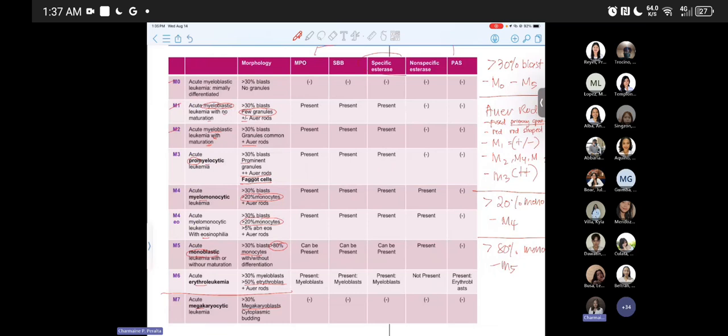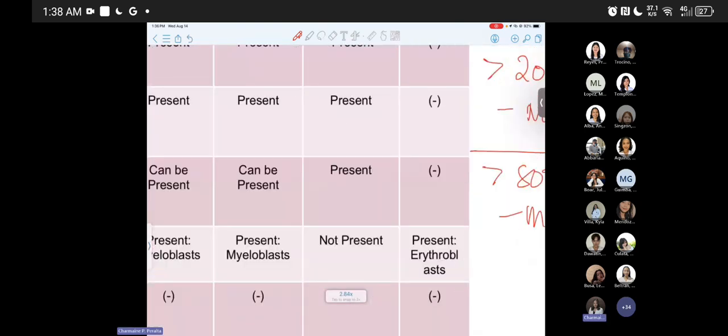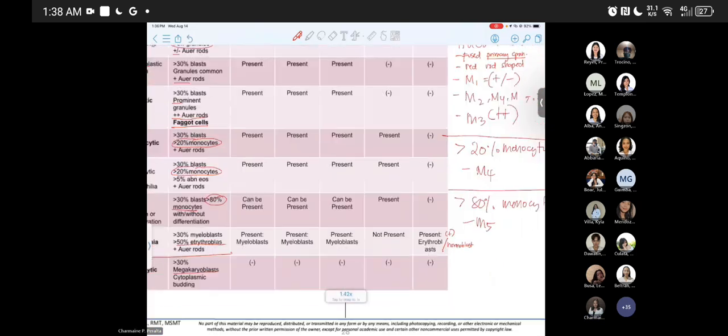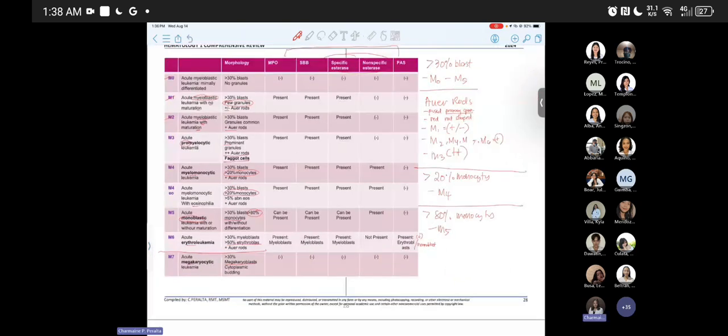Ito yung next na i-discuss natin. Specific and non-specific. CPAS sa M6, PAS positive due to the presence of erythroblast or otherwise known as normal blast. Okay. Okay, let's move forward sa cytochemical stain.